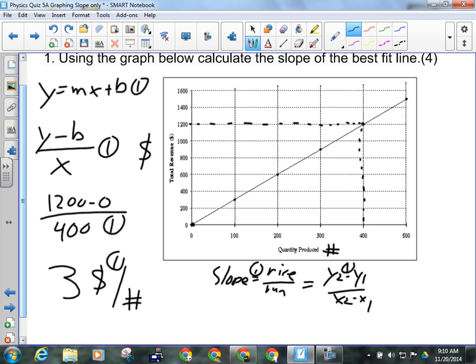The points that they plotted. Obviously, these numbers don't have to be the same as mine. Okay, they may have chosen different points than mine, and that's okay. Okay, so whatever numbers they plugged in, and then the slope should be the same. We all used exactly the same best fit line. We should all get $3 per unit. Okay.